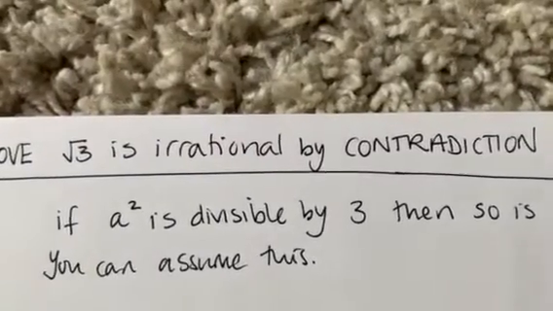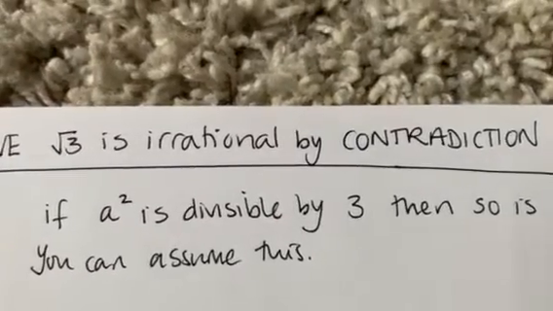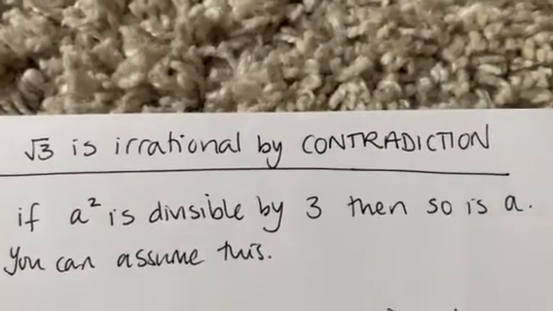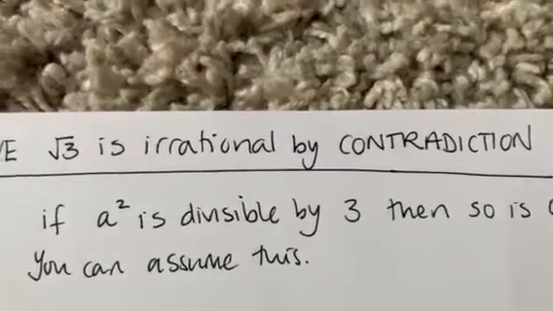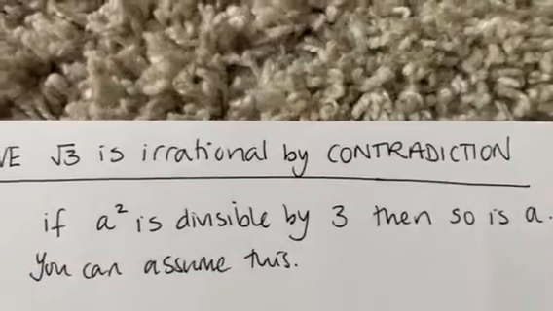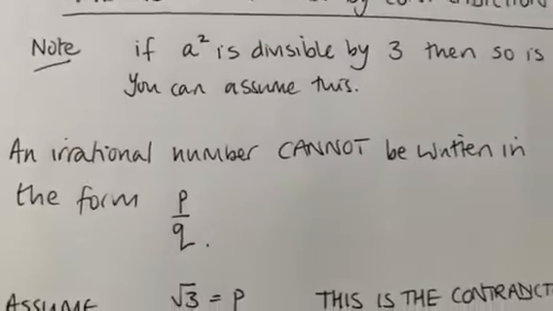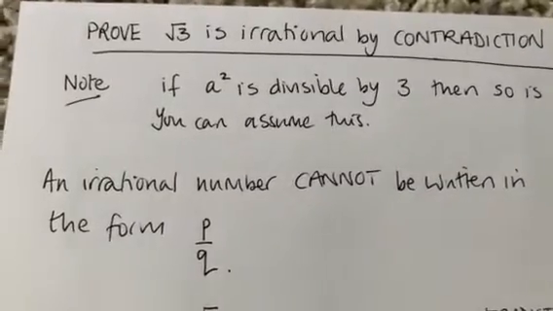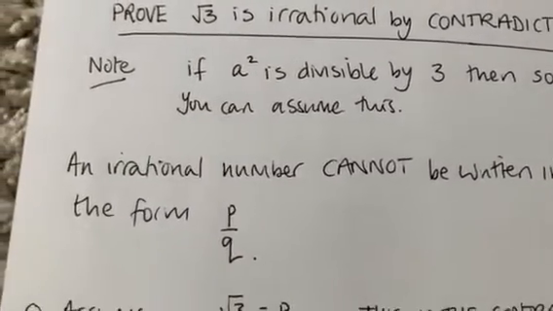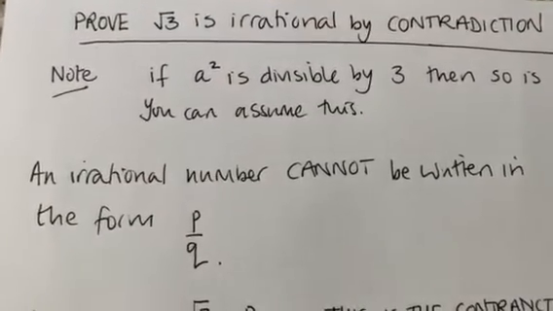So we're dealing with root 3. So we consider if a squared is divisible by 3, then so is a. If we were showing that root 5 was irrational, we would consider a squared divisible by 5. Right, so an irrational number is a number that cannot be written in the form of a fraction. So we would define that as p over q.